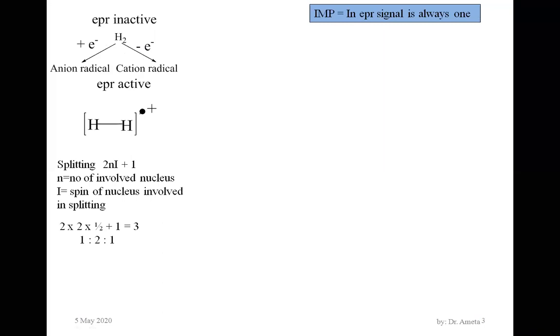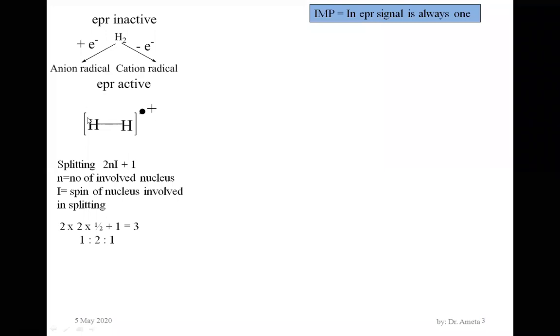Now we have to find out the lines or splitting of this H2 free radical. The splitting is always found with the formula 2nI plus 1. N, what is the N? N is the number of involved nuclei. How many nuclei are being involved in that splitting? And I is the spin of the nucleus involved in the splitting.